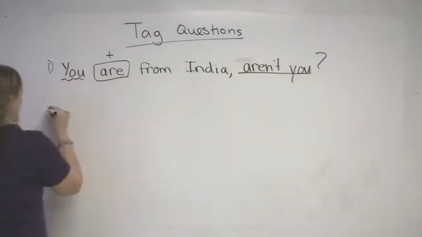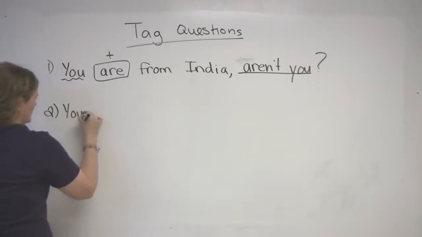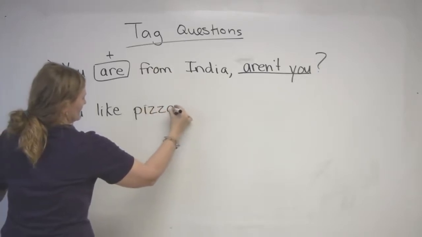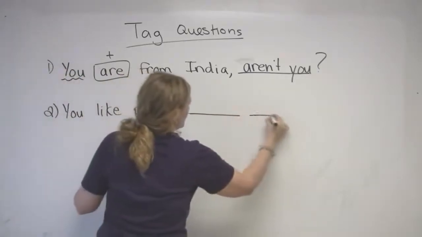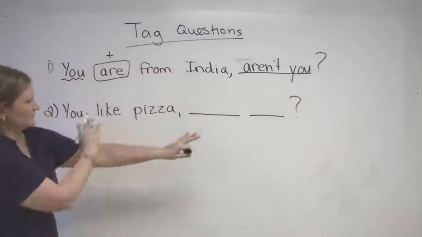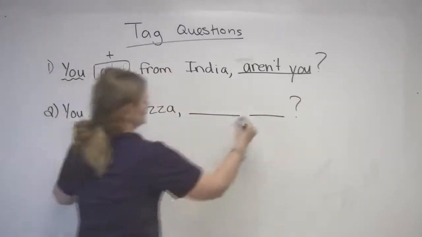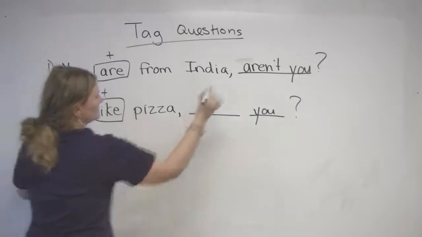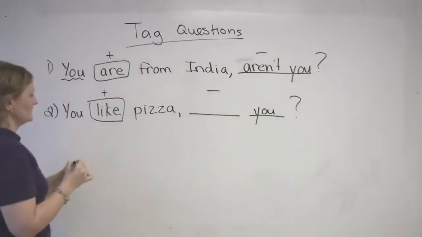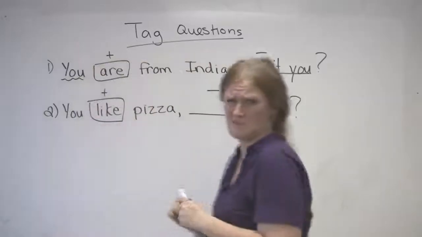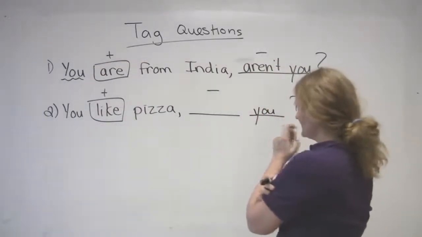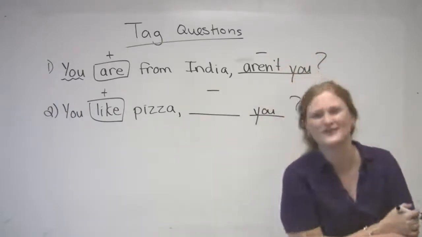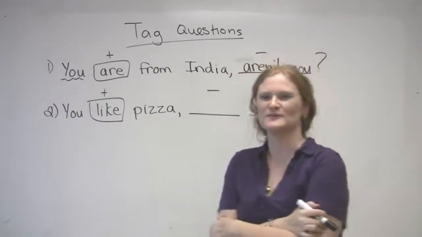Let's try another one. So let's do this one backwards. We're going to put you at the end of it. So this is positive, so we must use the negative here. What's the negative of like? Like not? You like pizza, not like you? Huh. No. If we were living in the time of Shakespeare, that would be awesome. We're not living in the time of Shakespeare, thank God.